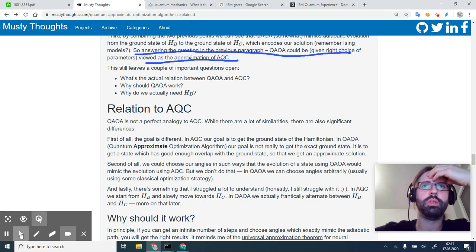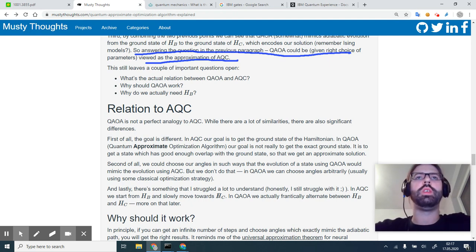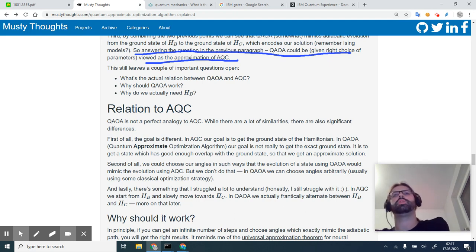It's analogous to QA, but first of all, the goal is different. QA goes to get a ground state. QAOA goes to not really get the exact ground state, but a state which has good enough overlap with the ground state. We make the evolution using a QA, but we don't do that in QAOA. We can choose angles arbitrarily using some classical optimization strategy.